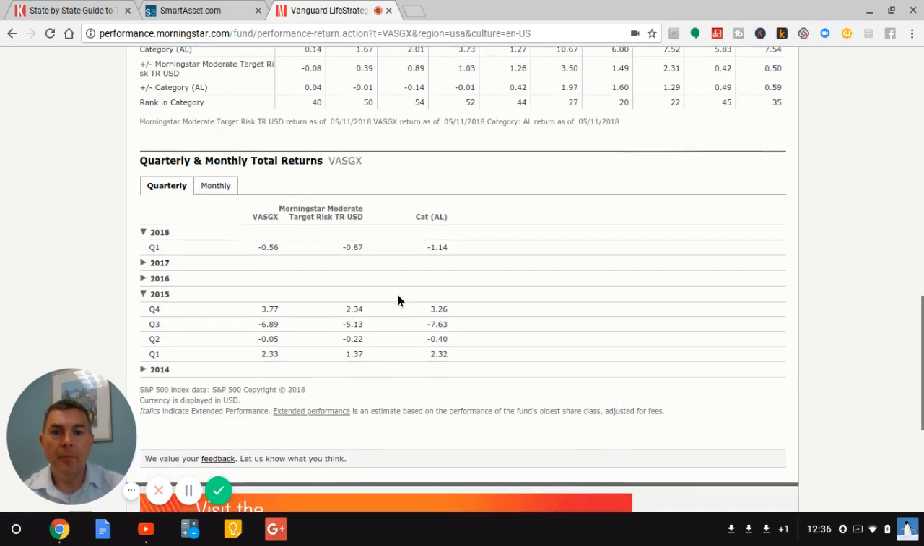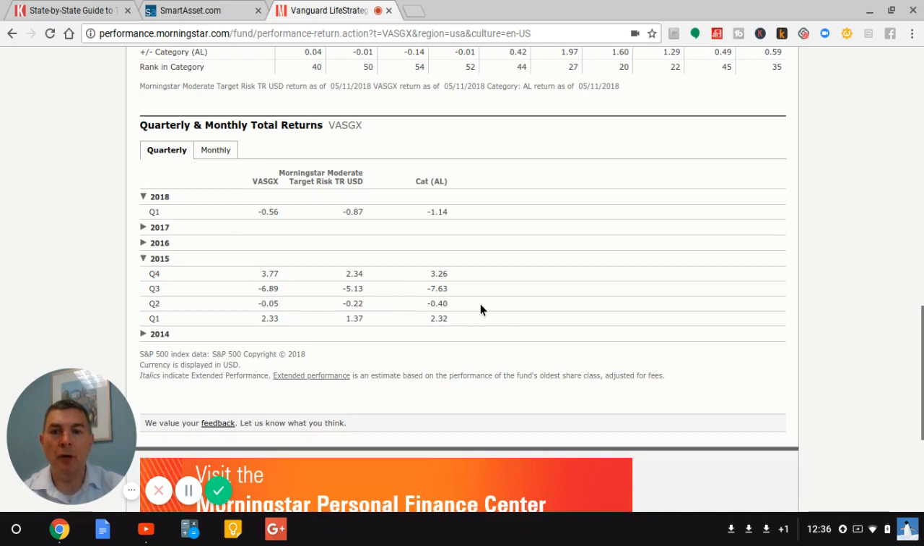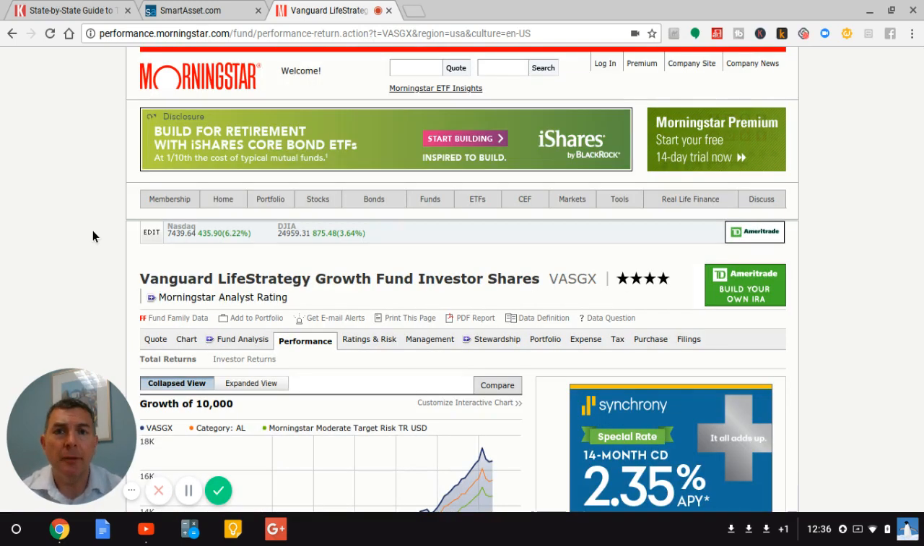And then you can see performance relative to the category here. We underperformed or overperformed the category when it's going down. Category is going down 7% there. We're going down less than 7%. When it's going up, we're going up 3.77. Category is going up 3.26. So just all in all, good fun. No getting around that for sure. That's pretty much it. Hope this was helpful.